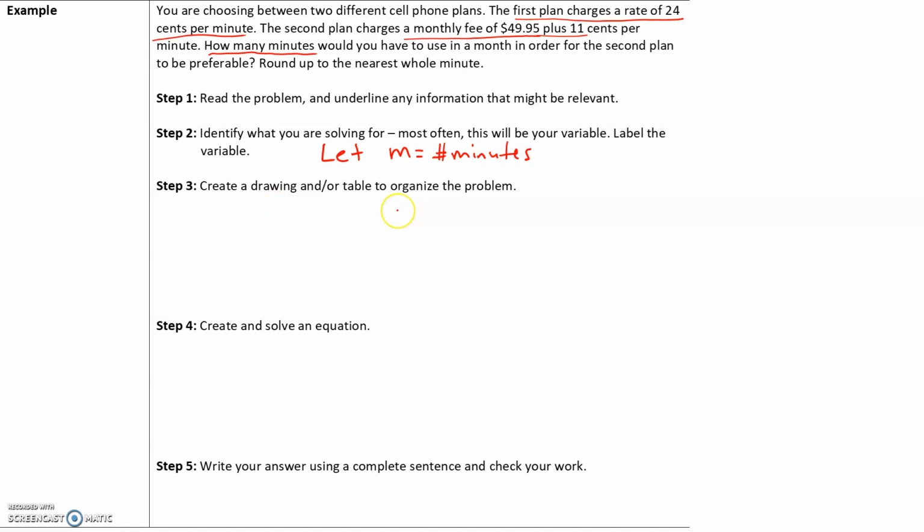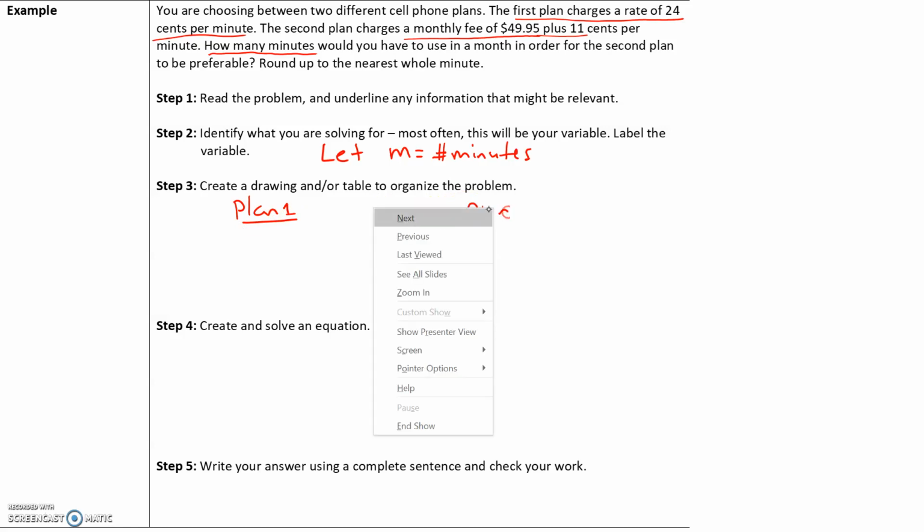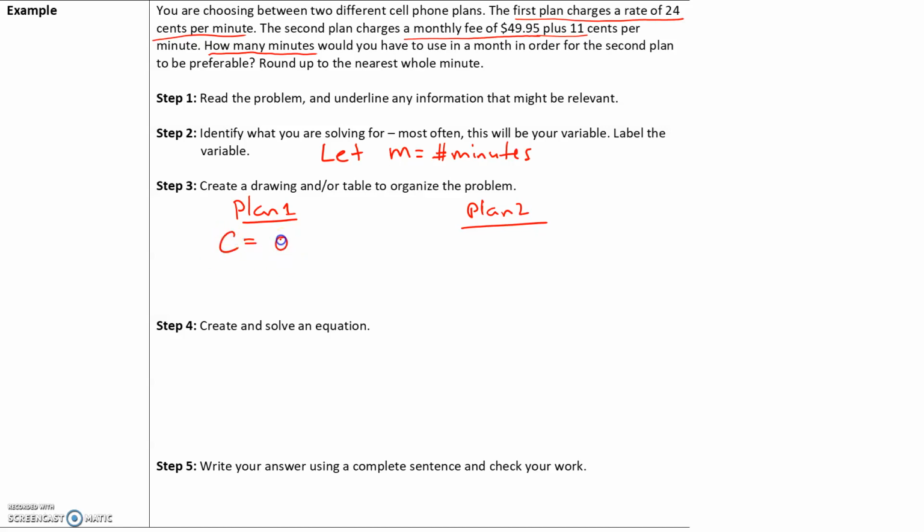Okay, let's make a drawing. So we have two different plans, so let's write those down. We got plan 1, and we got plan 2. The first plan has a rate of 24 cents per minute. So the cost of the plan is 24 cents, which is 0.24, for every minute you talk. Let m equal the number of minutes. So if you talk for 1 minute, it's 24 cents. 2 minutes, 48 cents. So it's going to be 0.24m. There's no monthly fee. So that's the cost of the first plan.